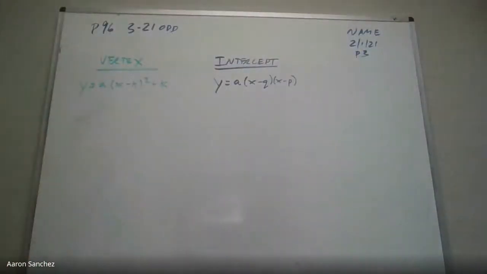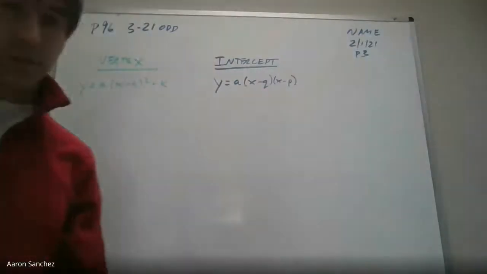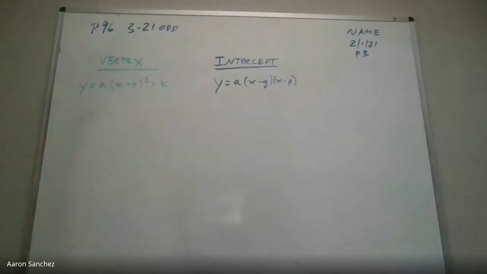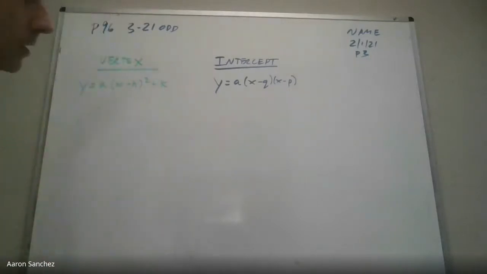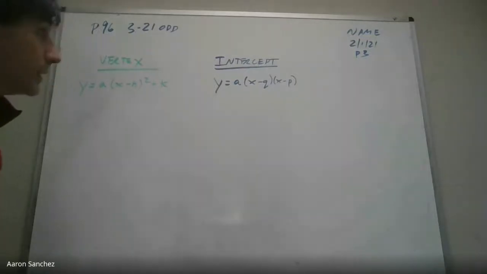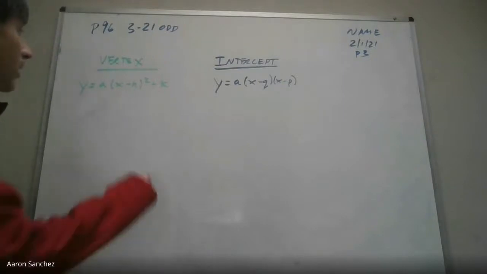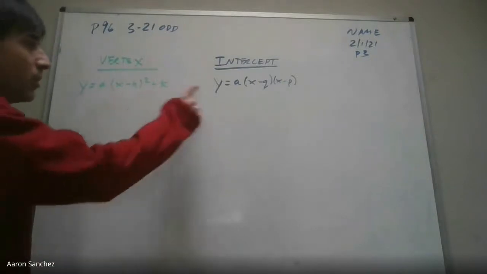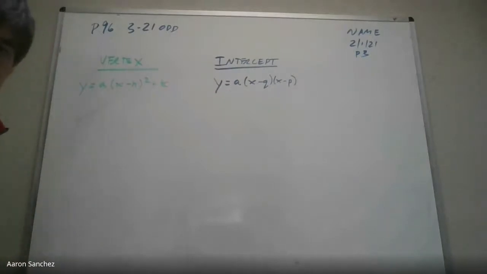Can you see it? Okay, so name, date, period, start writing it up. As you guys are writing up, hopefully you had a chance to look at the weekly agenda. Are there any questions on the weekly agenda? And things we're gonna, I think we're mostly gonna focus on vertex form and intercept form. Okay, I'll write those in numbers here. So just write those down, the vertex form and the intercept form.